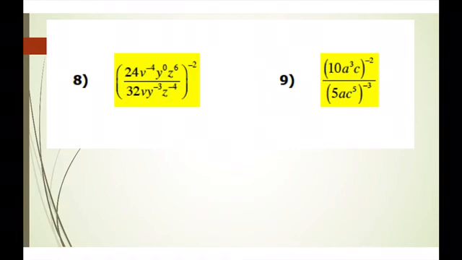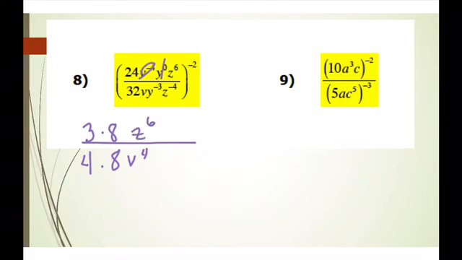Okay, number 8. Inside the parentheses, I've got 24 and 32. I know that they're both multiples of 8, so I'm going to have 3 times 8 over 4 times 8. And then b to the negative fourth, that's going to come down. Y to the 0, that's just 1, so I'm not going to worry about it. Z to the 6th. Then on the bottom I've got v, and then y to the negative third is going to come up, and z to the negative fourth is also going to come up. So now I'm going to simplify that.